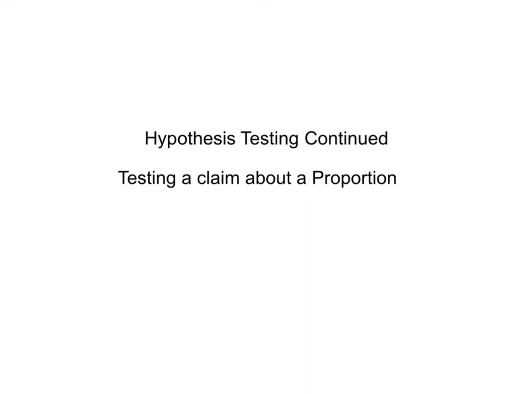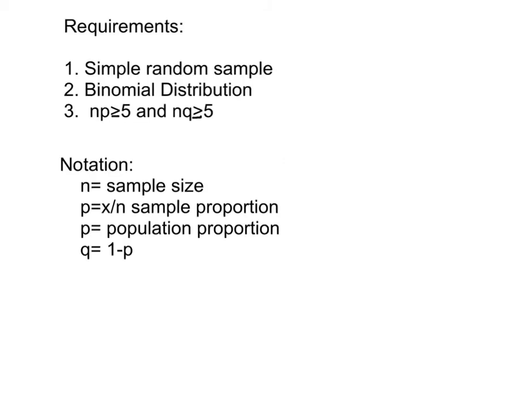Welcome back. We're continuing our work in hypothesis testing, and we're going to be looking at testing a claim about a proportion. So we're going to use a sample of a population to test a specific claim. The requirements for this kind of testing is that we must have a simple random sample from the population, and the population must satisfy the requirements for a binomial distribution.